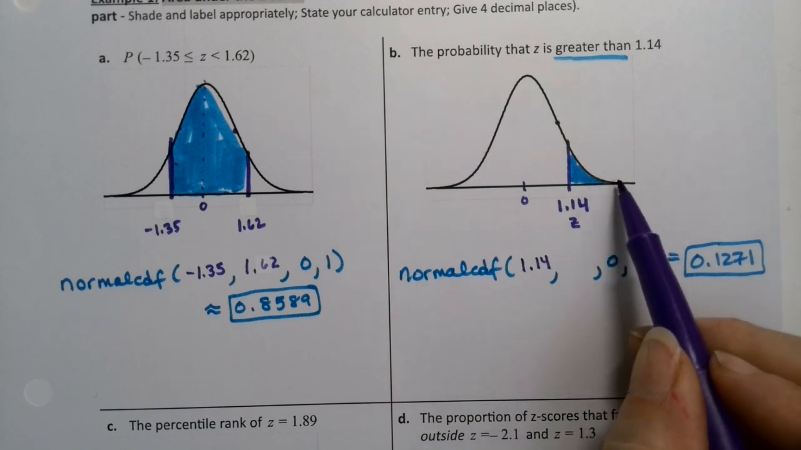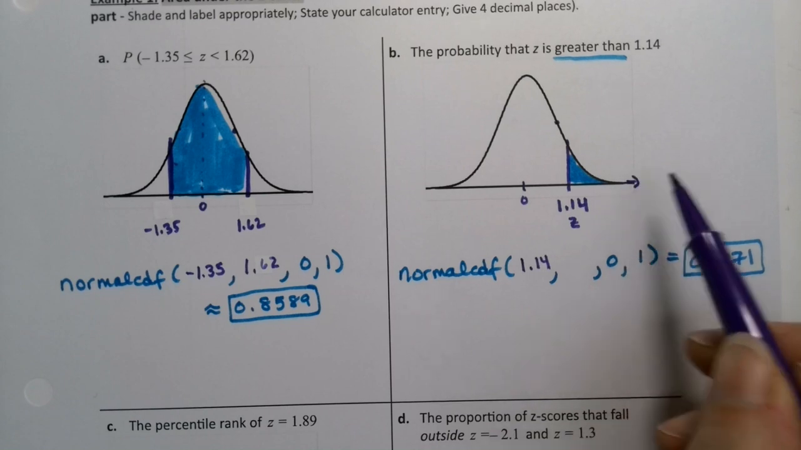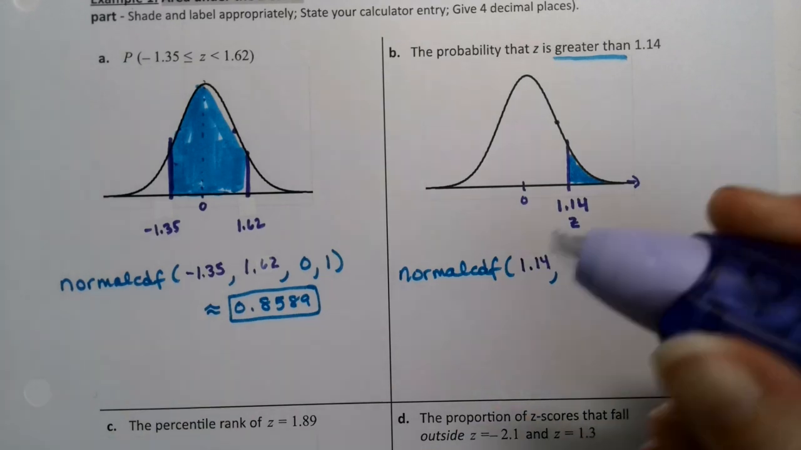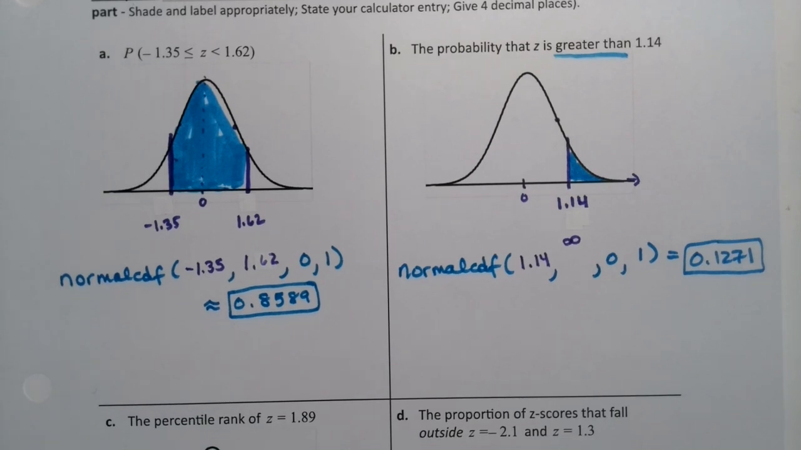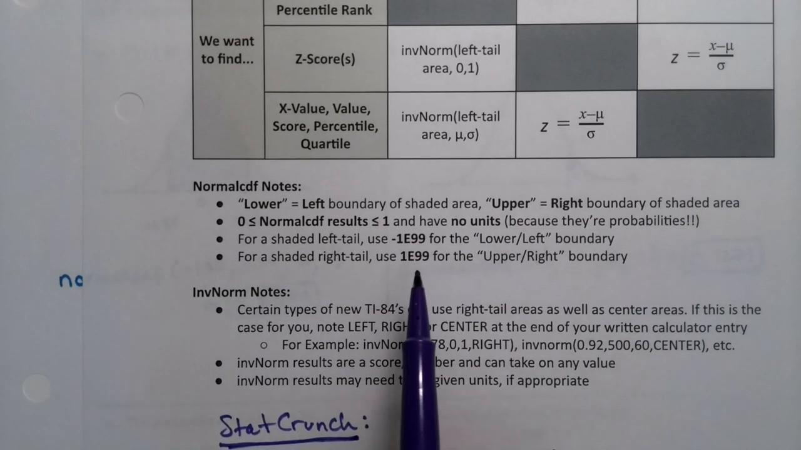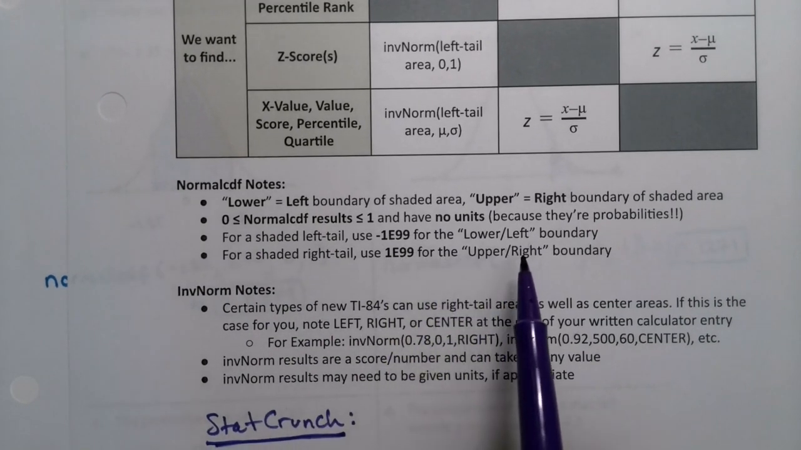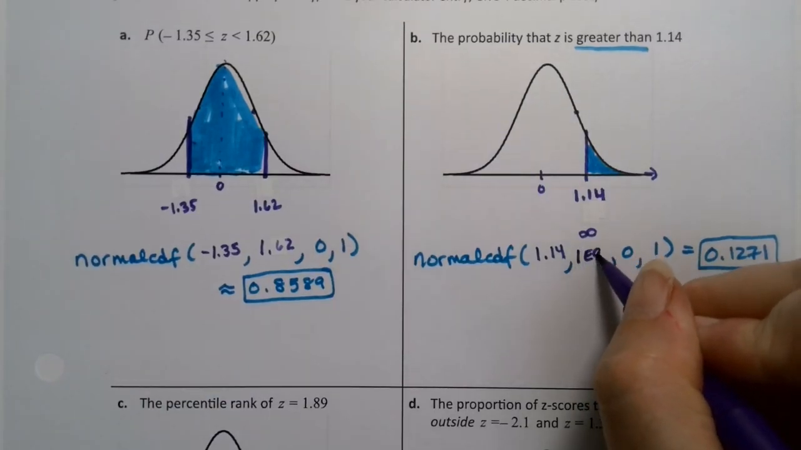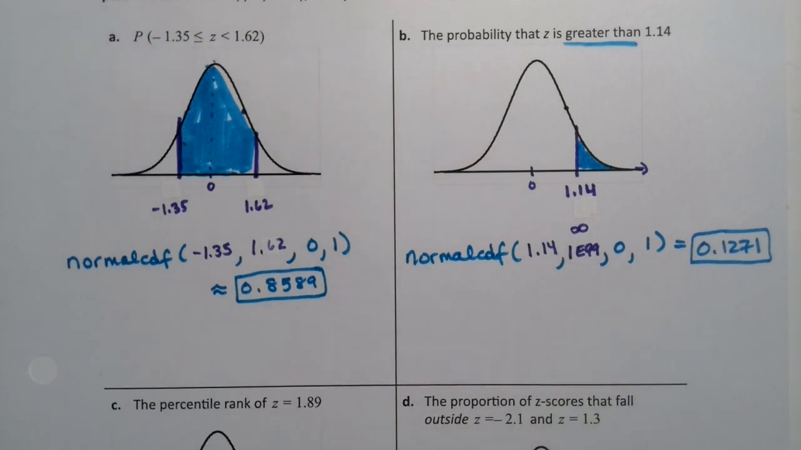The trick is the upper bound. See, this little normal curve goes on forever. Remember how I said there are arrows? So I need something that's going to stand in the place of infinity. Infinity is how far I want this to go. But the calculator doesn't have infinity. Now you'll notice what I said to do right here. If you're going to do a shaded right tail in normal CDF, you use 1E99 for that upper right boundary. So we're going to use 1E99. That's 1 followed by 99 zeros. It's scientific notation because we don't want to deal with this infinity. There is no infinity in our calculator.